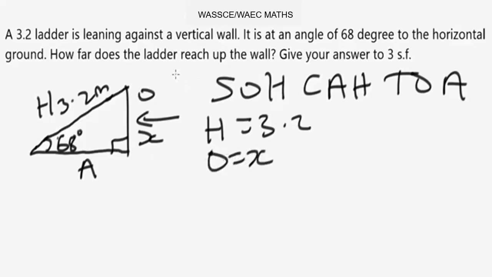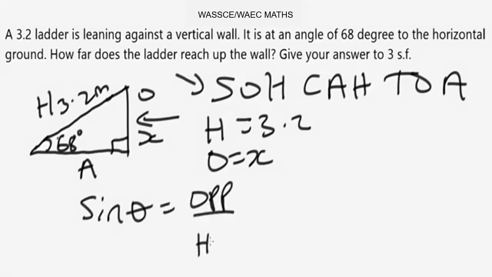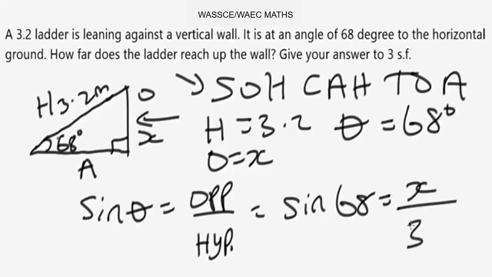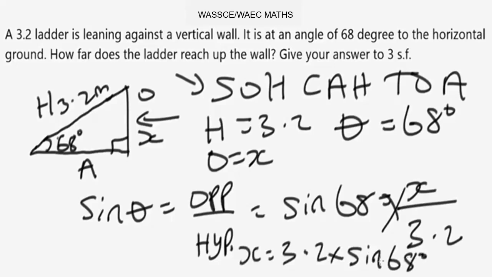So from this we're going to work with sin theta equals opposite over hypotenuse. So when you plug in the values, remember our theta is 68 degrees, so it's going to give us sin 68 equals the opposite we are looking for, x, over the hypotenuse, which is 3.2. So we cross multiply. Simply our x will be 3.2 times sin 68 degrees. So let me punch in the calculator and see what I'm going to have.